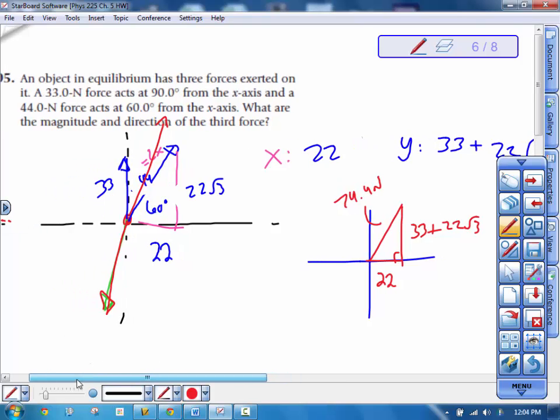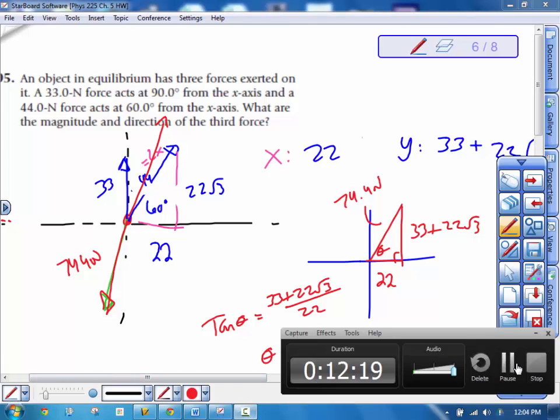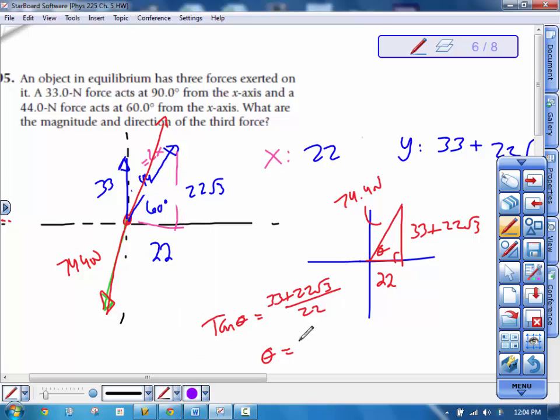Now that's got to be exactly the same magnitude as the resultant, going the other way, because they have to cancel out and be in equilibrium. So I know this one has to be 74.4 newtons. And then if I figure out either one of these angles, I can then describe this angle using simple geometry. So tangent of theta, I'll call this theta, equals opposite, which is 33 plus 22 square root of 3, over 22. Do the inverse tangent of that, and you get theta equals 72.8 degrees.